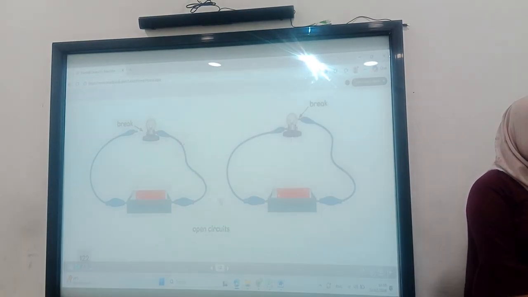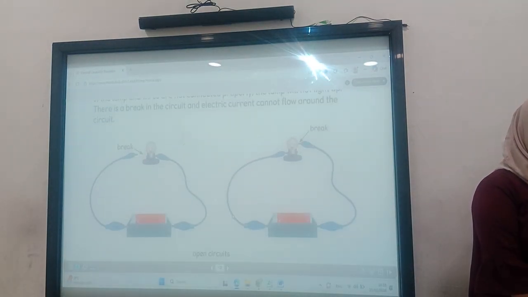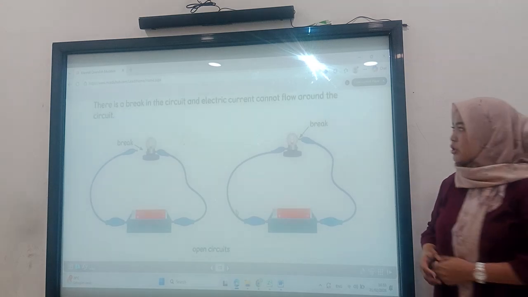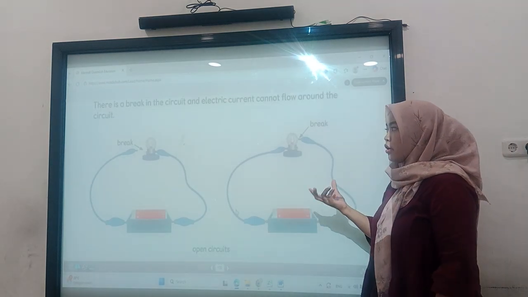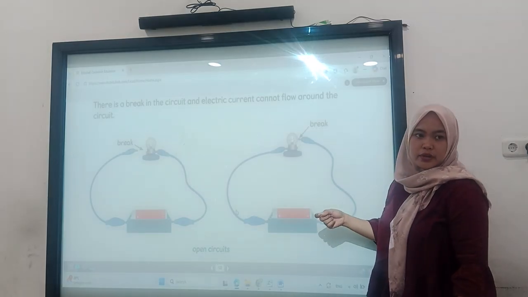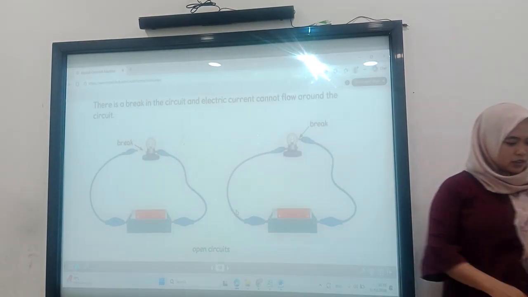What will happen to the lamp if it is an open circuit? Okay. What will happen to the lamp? So the lamp will not turn on because one of the wires is not connected to the other. Yes.